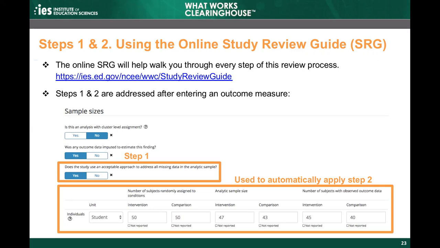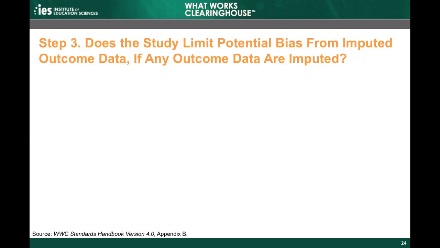So the numbers that I've entered in here actually correspond to the numbers in the previous knowledge check. So you can see that there's a place where it also asks for the number of subjects with observed outcome data. So you would input that in. And then the online study review guide automatically applies these steps. So you don't have to do that yourself, but we do feel it's important to have a conceptual understanding of what the online study review guide is doing behind the scenes. But again, this will help you along every step along the way.